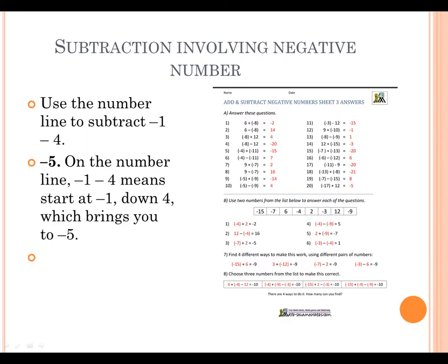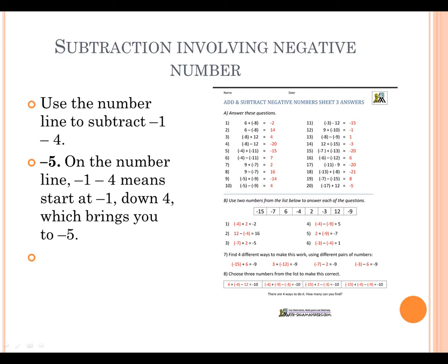Now the next topic is subtraction involving negative numbers. So use the number line to subtract minus 1 to minus 4, or we can use the number line to subtract any numbers. Here is a solved worksheet with its answers. Here is a question, 6 plus minus 8. First of all we will solve the bracket: plus minus is minus, so 6 minus 8 is equal to minus 2. And in this question also we will solve the bracket first: 6 minus minus 8, minus minus is plus, so it should be 6 plus 8 equal to 14.